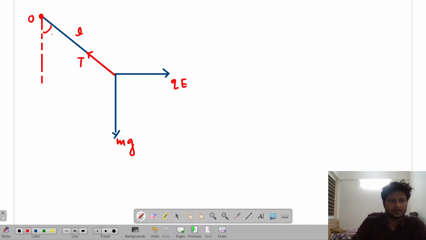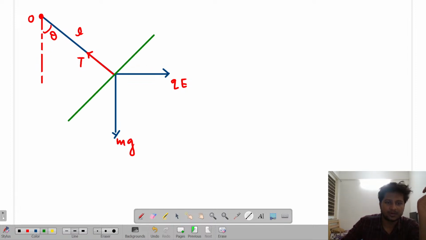If L is known and we know the perpendicular force on it, if I can draw this perpendicular force on this length, then I can easily calculate the torque or not. We know that this angle is theta. So what will be the component of QE along that side? QE cos theta.